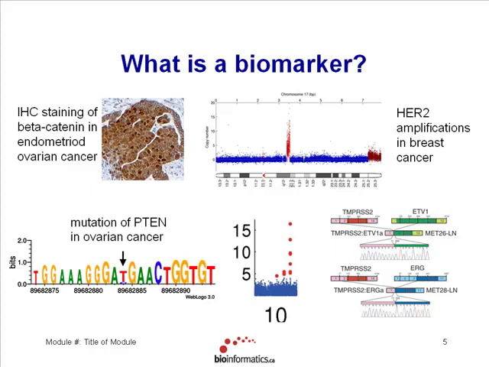So this then is a mutation in the gene called PTEN in an ovarian cancer. This is a real result from data that I work with, where we see mutations in certain types of ovarian cancer. PTEN mutations are well described and well known, and so there it is. This just gives you a flavor of the variety of biomarkers that are out there, and the different measurement technologies that go into their discovery and analysis.